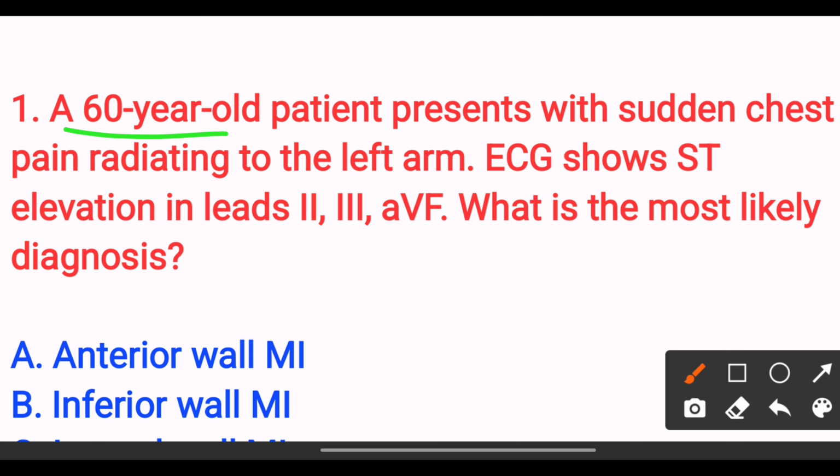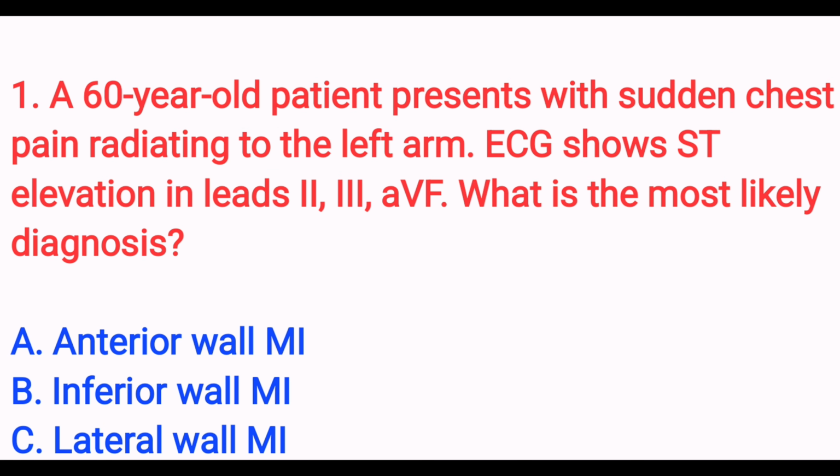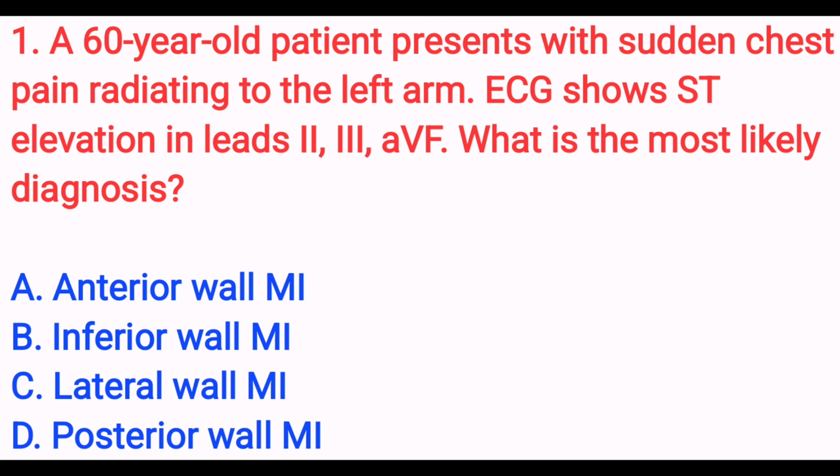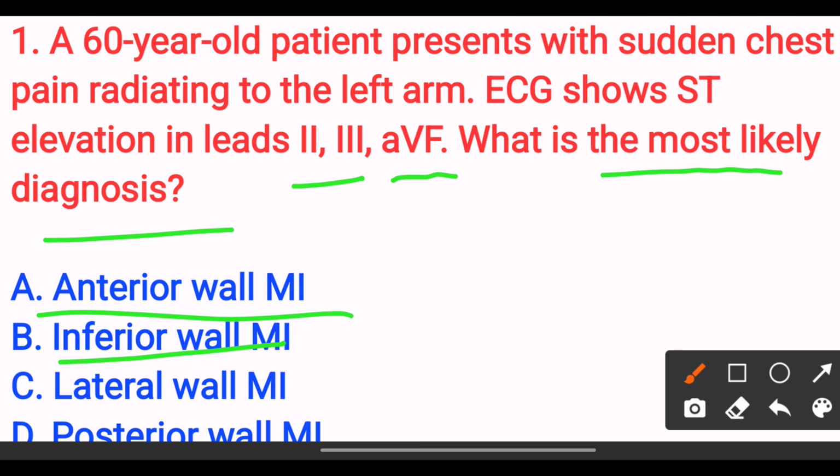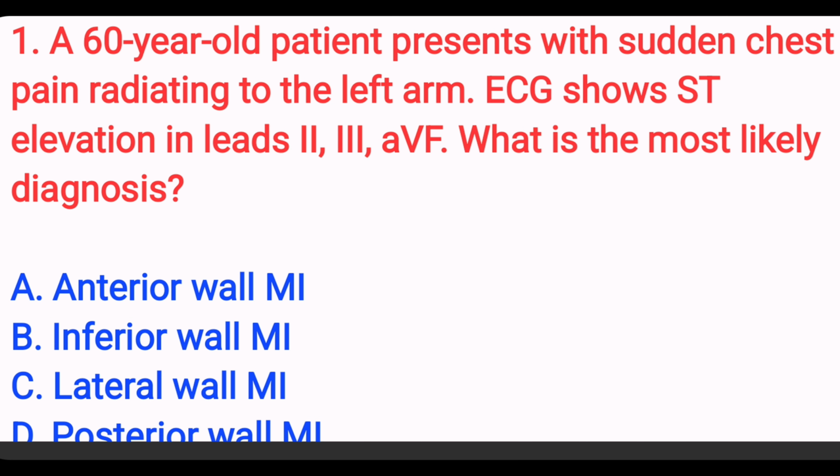A 60-year-old patient presents with sudden chest pain radiating to the left arm. ECG shows ST elevation in leads 2, 3 and aVF. What is the most likely diagnosis? Option A, anterior wall MI. Option B, inferior wall MI. Option C, lateral wall MI. Option D, posterior wall MI.